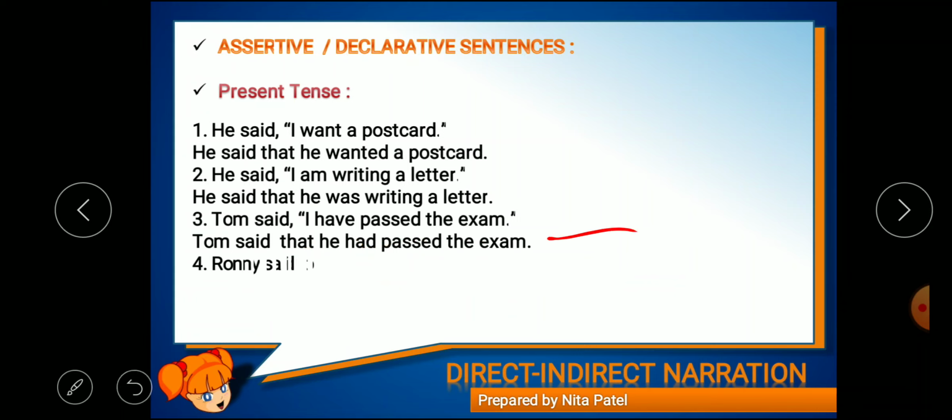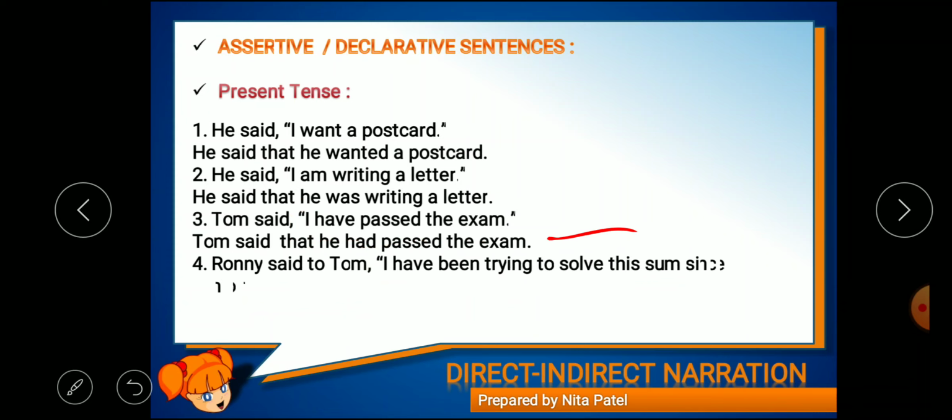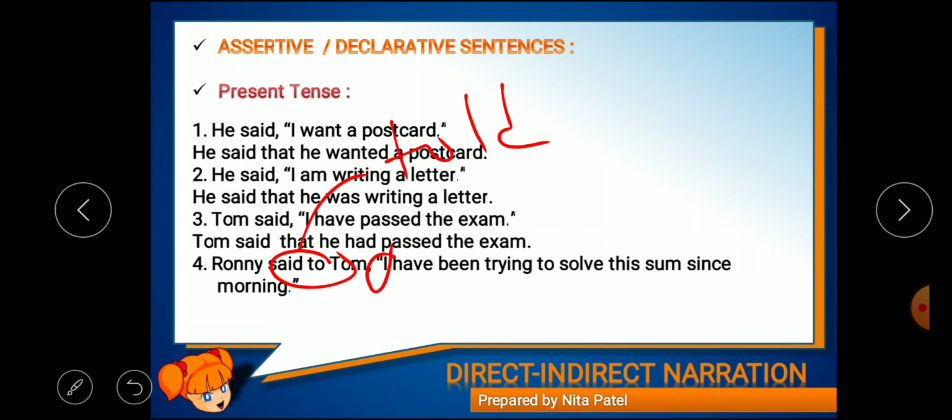Right. Next, Ronnie said to Tom, "I have been trying to solve this sum since morning." Which tense is used here? Yes, present perfect continuous tense. Ronnie said to Tom. Now we have the object here. So we'll convert this said to into told. We'll remove this comma and put that.